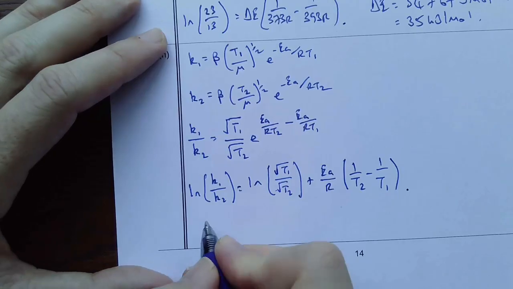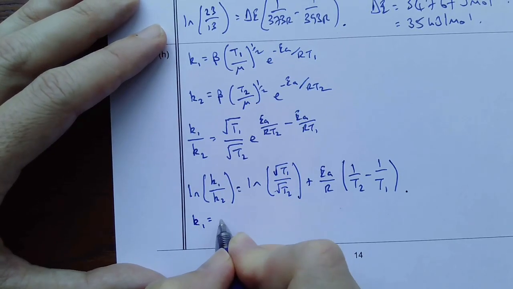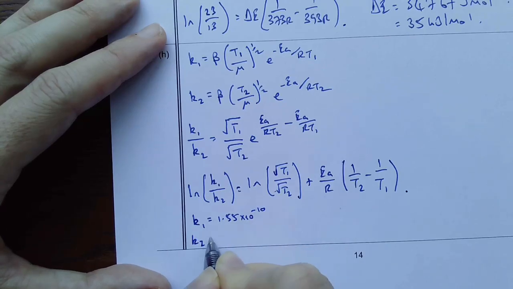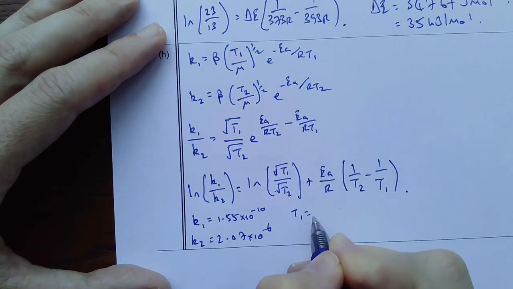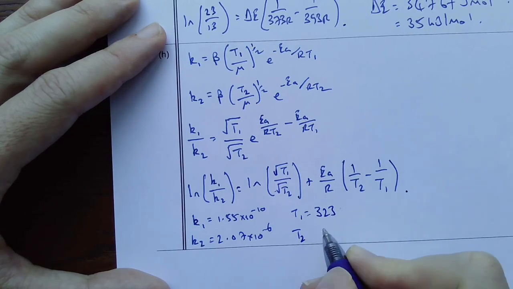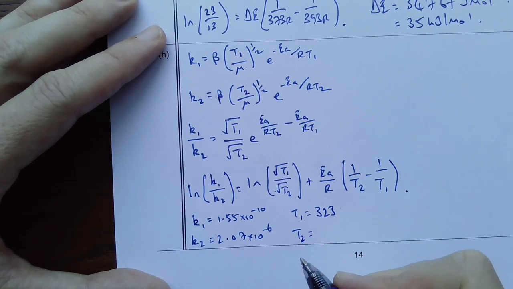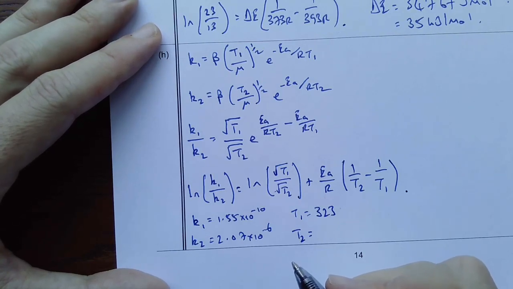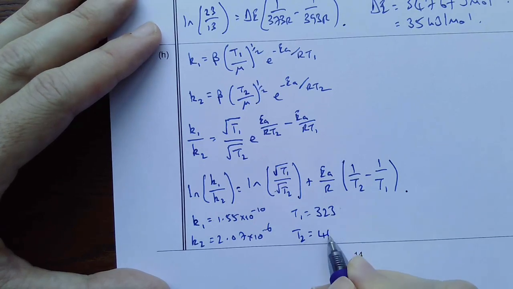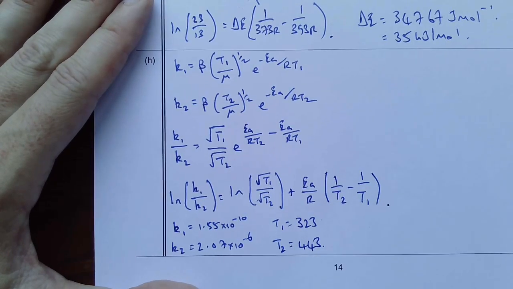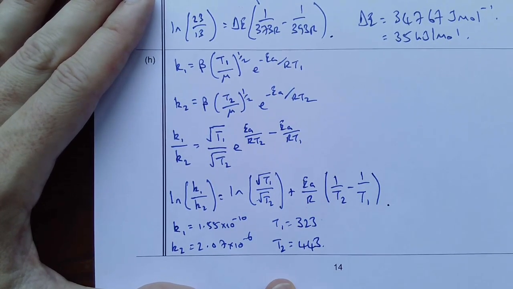And then I just go ahead and I put my numbers in. So I'm going to put in K1 is 1.55 times 10 to the power of minus 10. K2 is 2.07 times 10 to the minus 6. T1 is 50 plus 273, which is 323. And T2 is 273 plus 170, 373 plus 70, 443. That's the hardest part for me. Okay, so then I put in all of those numbers and I solve for EA.